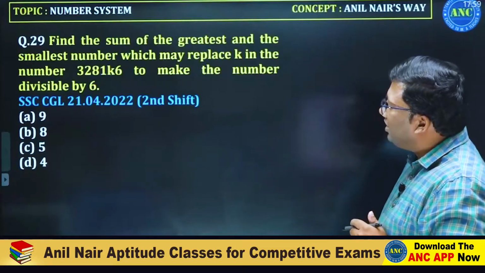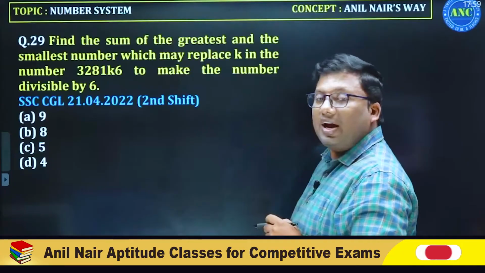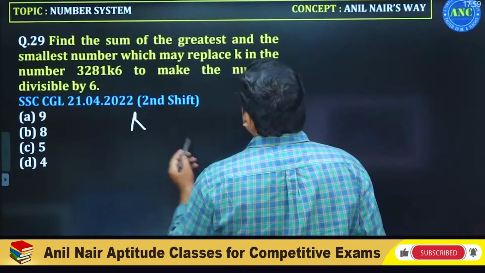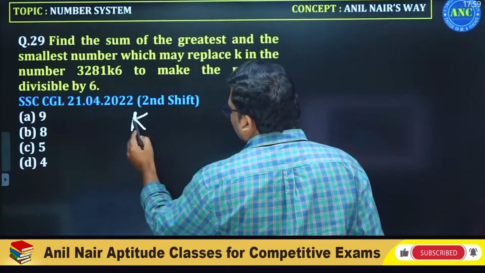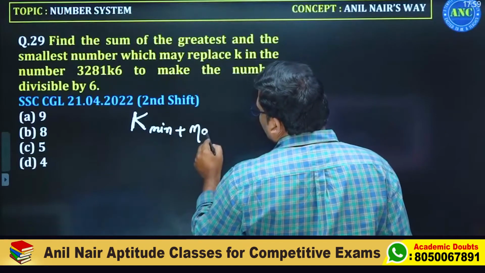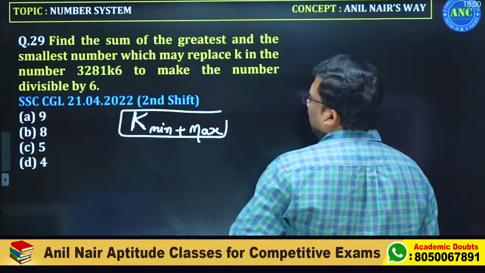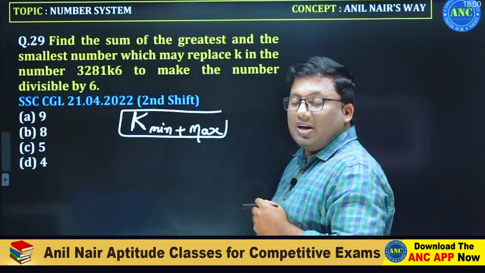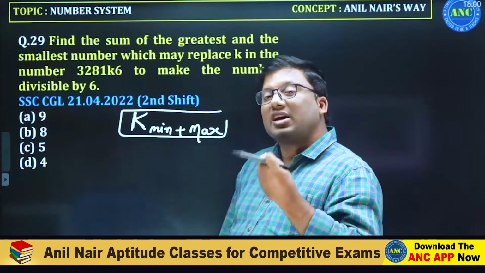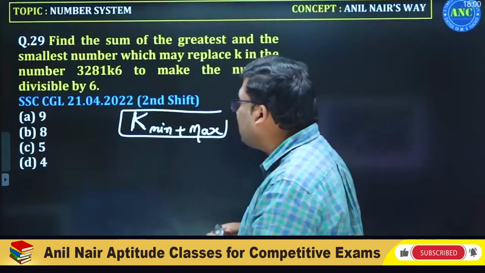Next one. Find the sum of the greatest and the smallest number. So we need to find the value of the greatest and smallest number. K has one value, we have to find the minimum value, and we need to find the maximum value. K minimum plus K maximum. To make the number divisible by 6, there will be a lowest value of K and a largest value of K that will make it divisible by 6.